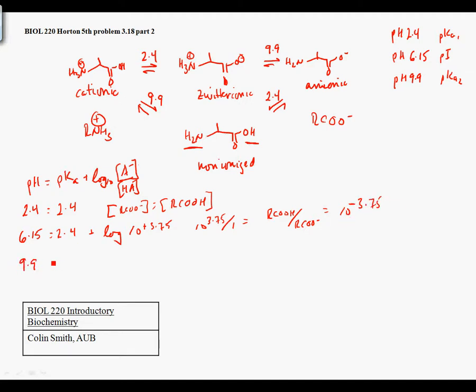Likewise, at pH 9.9 minus 2.4, that means the log is going to have to be 7.5, which means 10 to the 7.5 divided by 1, which means that the carboxylic acid form over the carboxylate form is going to be equal to 10 to the negative 7.5. Okay, and for the other group, the amino group, if we want to look at the ratio of the amino group, in that case we're looking at something slightly different, but the numbers are going to turn out to be very familiar.